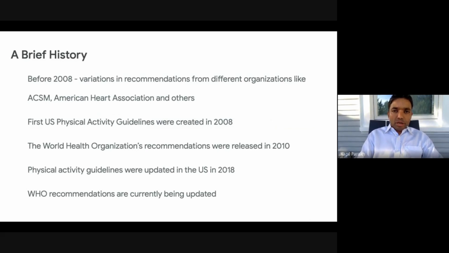This led to the WHO building upon that and releasing global recommendations for pretty much the whole world, and that came out in 2010. The US physical activity guidelines were updated in 2018, and the WHO recommendations are in the process of being updated.